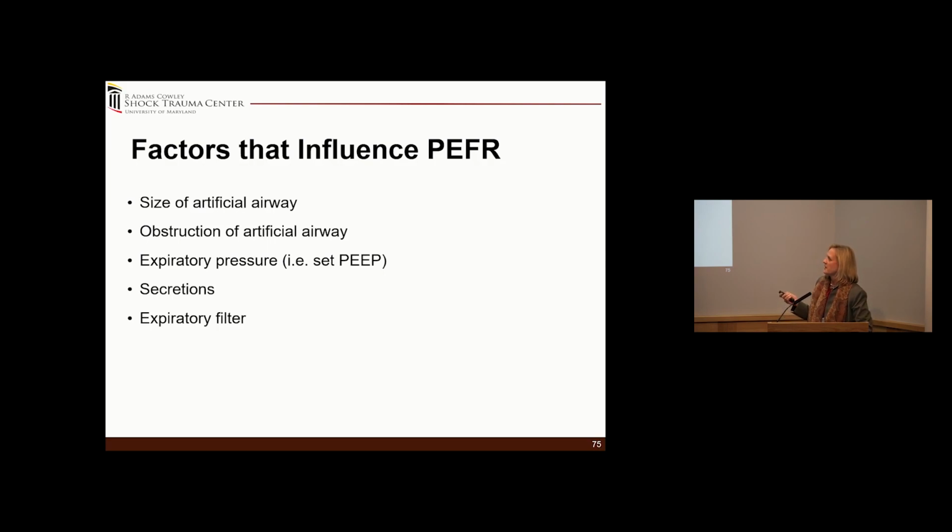So you can have the size of the artificial airway. If you have to re-intubate somebody and they're on APRV, check the peak expiratory flow rate and your T-low before and after. If you go to a larger tube, you might have to take your T-low back down. If you go to a smaller tube, you might have to increase it. Okay, so it's not going to be a one-for-one.